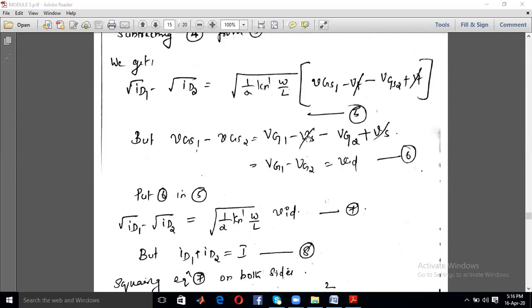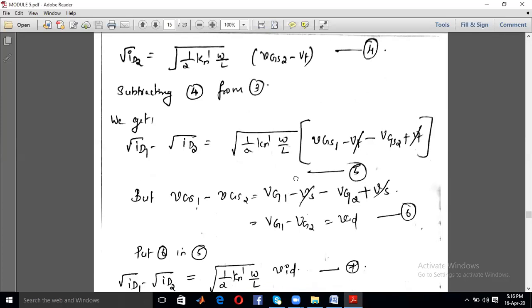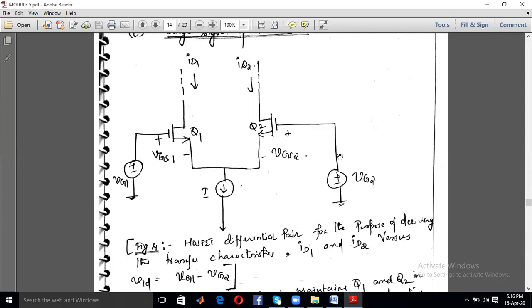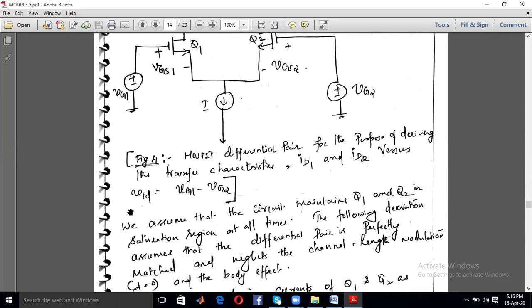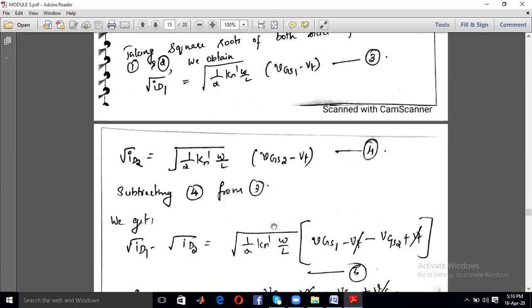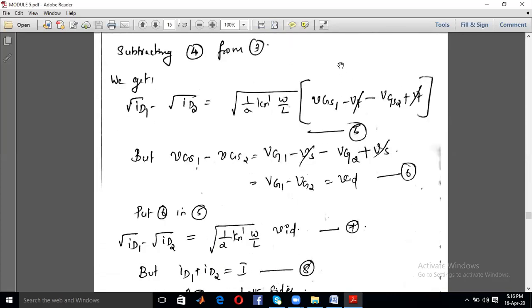So VGS1 is VG1 minus VS. Similarly, what is VGS2? It is VG2 minus VS. So that minus of minus will become plus because here you have minus and here also you have minus. So that minus becomes plus. So I cancel that. That is VG1 minus VG2. You know what is VG1 minus VG2? It is nothing but the difference between the two inputs. Difference between the two inputs is nothing but your input differential voltage, that is VID. Okay, so this particular term you can now replace with VID.